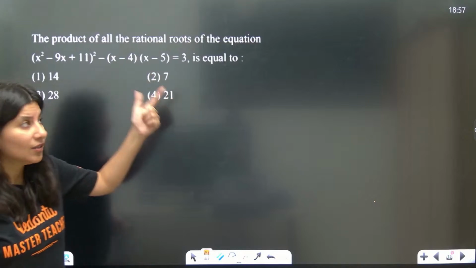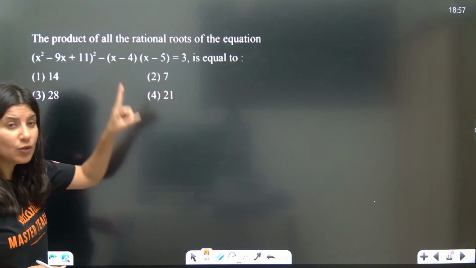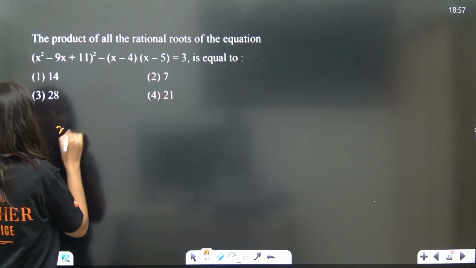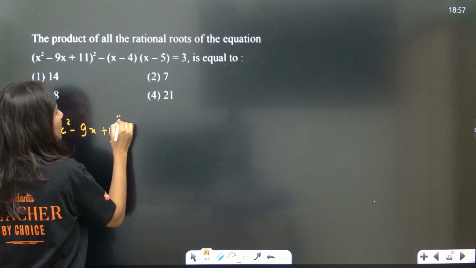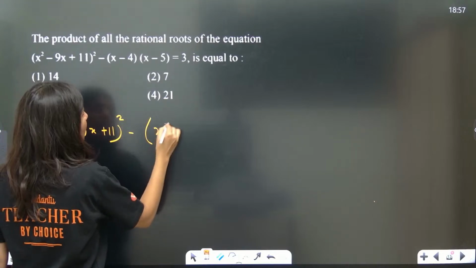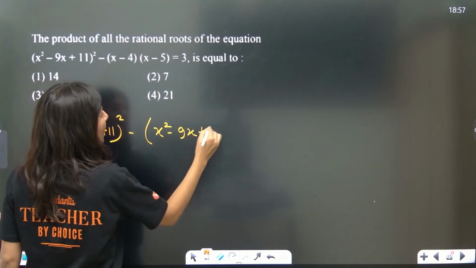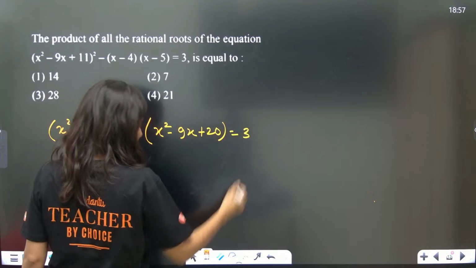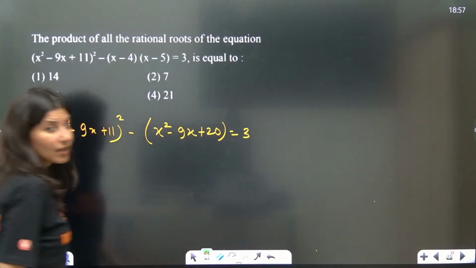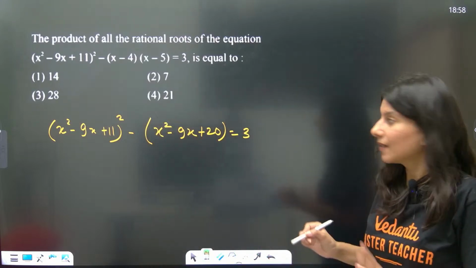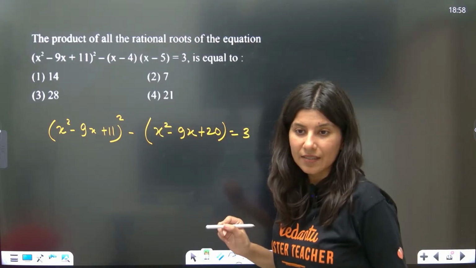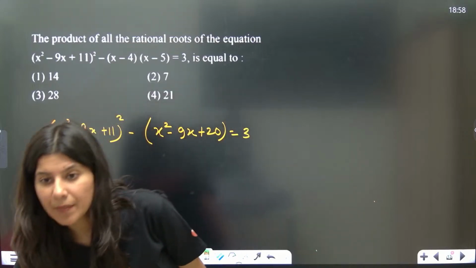Think different. Do not open it. Everybody will be able to open it. Think something else. So let's keep this x square minus 9x plus 11 as it is. Let's multiply it. If you multiply it, x square minus 9x plus 20 is equal to 3. Now what does that mean? Understand, this is a very good problem because they are creating this x square minus 9x.